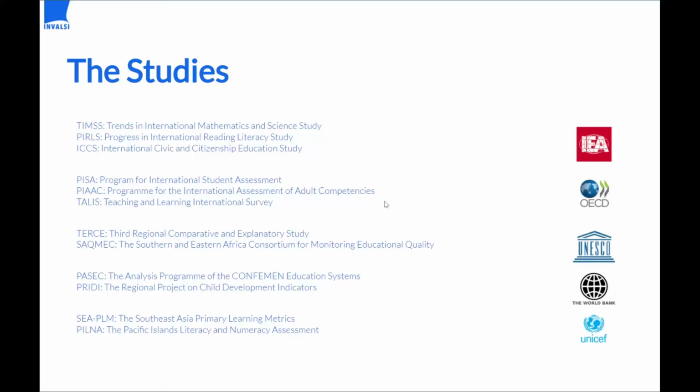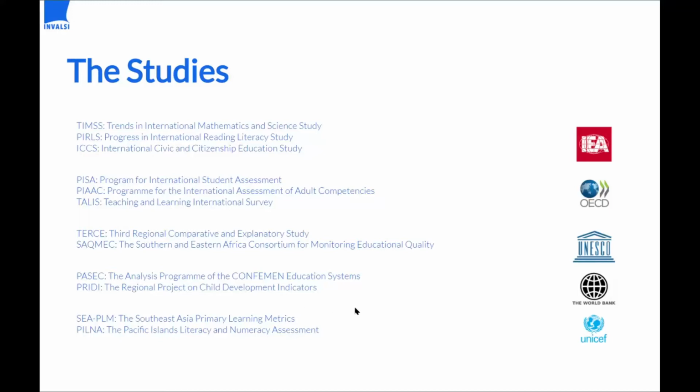Now, more recently, UNICEF has also come into play with some regional studies, one in Southeast Asia called the Southeast Asia Primary Learning Metrics, and they also have PILNA, which is the Pacific Islands Literacy and Numeracy Assessment. For those interested in academic tourism, this is your study. So you can travel to all these nice islands in the Pacific.